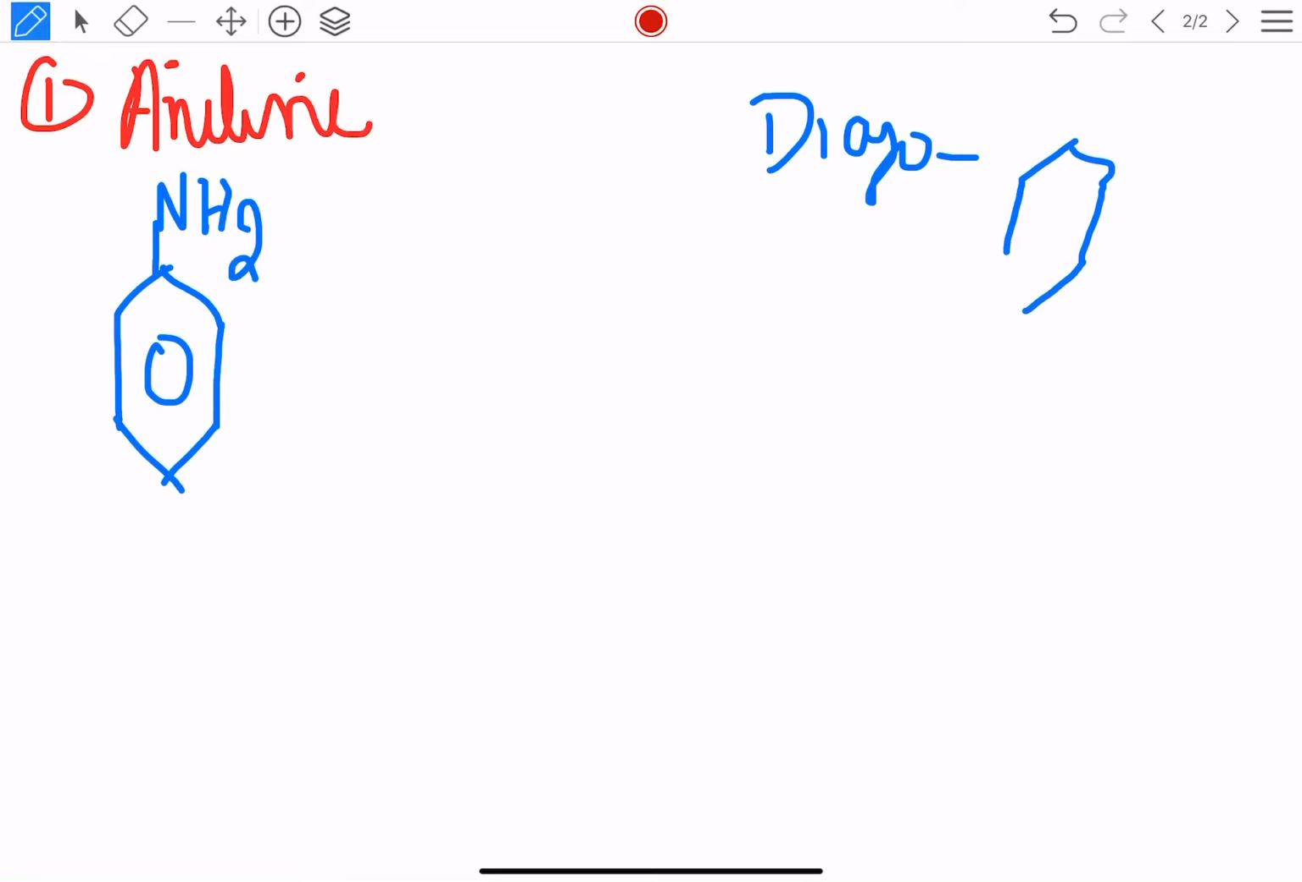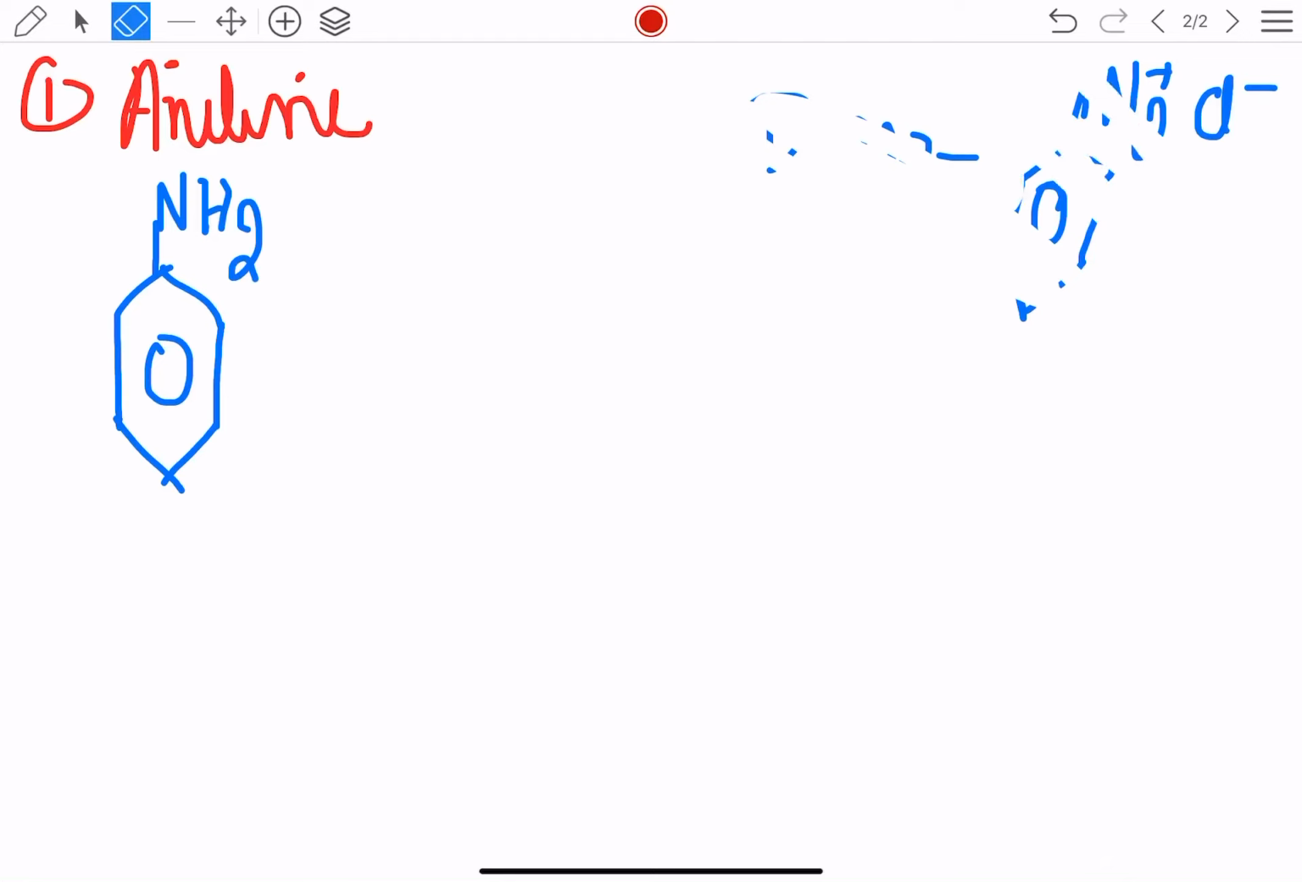Here we have a diazonium salt. This is the benzene ring, and on top of this benzene ring we have a nitrogen with a positive charge and a halogen with a negative charge. This is a diazonium salt, and from here we will now do the method of preparation. I'll just erase this part because this was just for a recap. I'm going deliberately slow so that you can understand the concept very well.